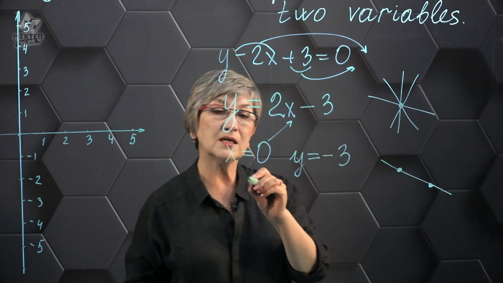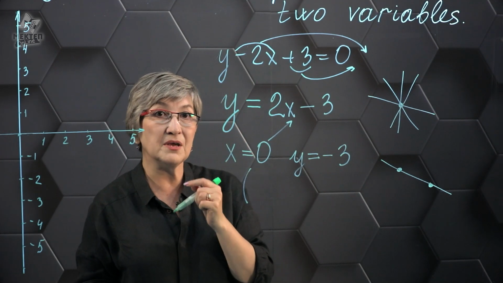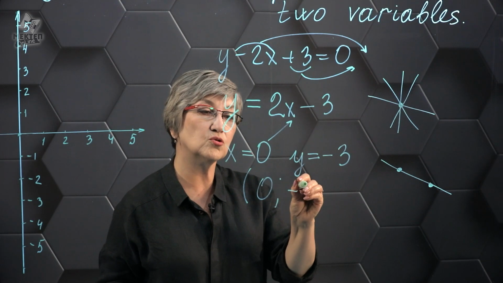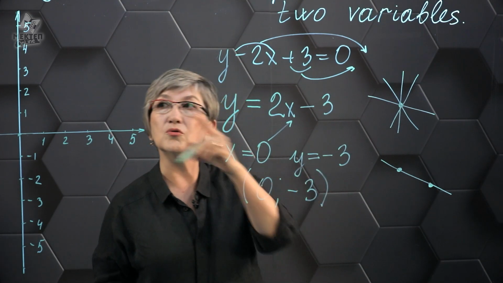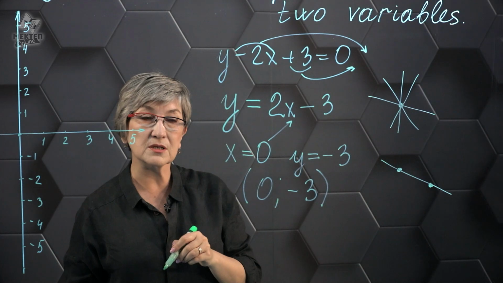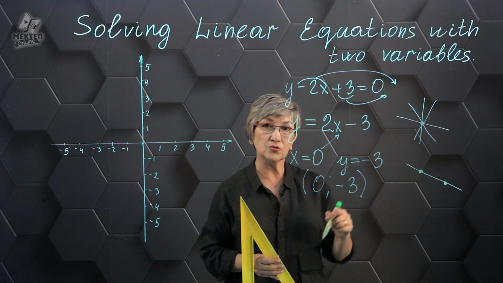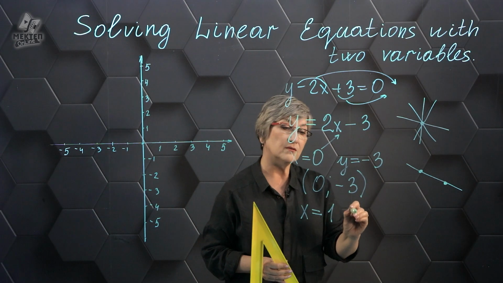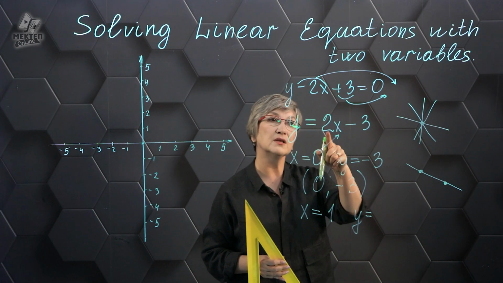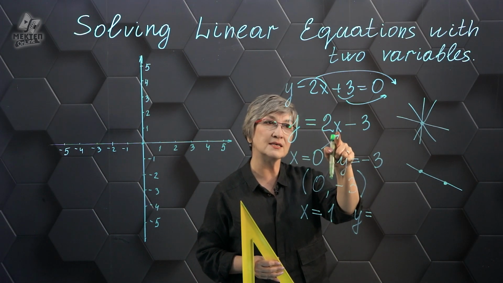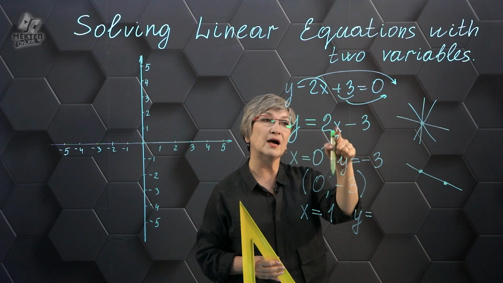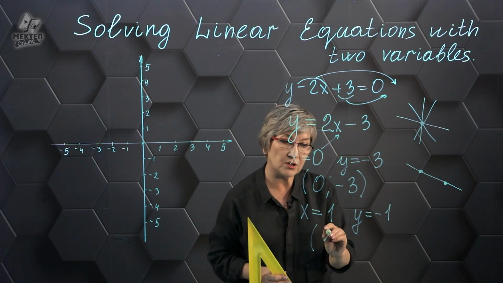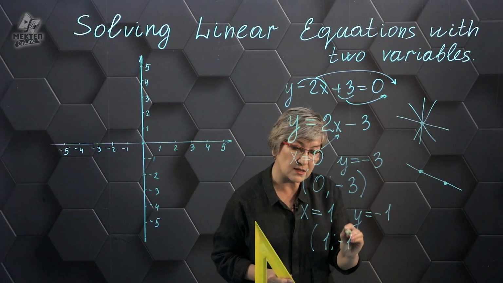So I found the first solution, and this solution will be the point that we'll plot on the coordinate plane. And one more point. Well, let's take 1 as x. In this case, y will be equal to 2 times 1 is 2, 2 minus 3 is minus 1. And we have another point: 1 and minus 1.